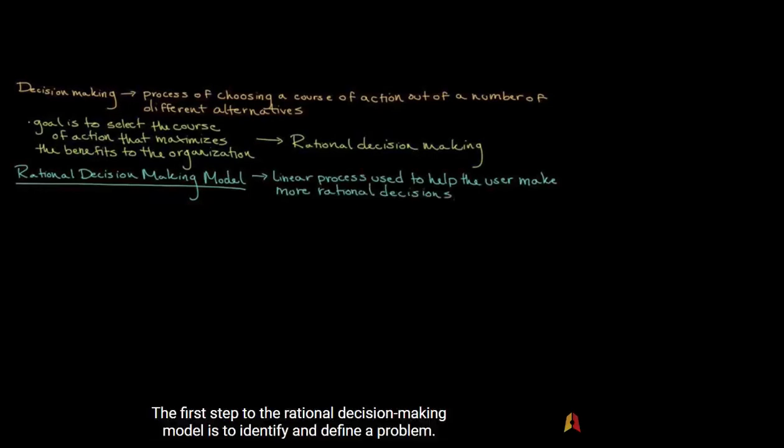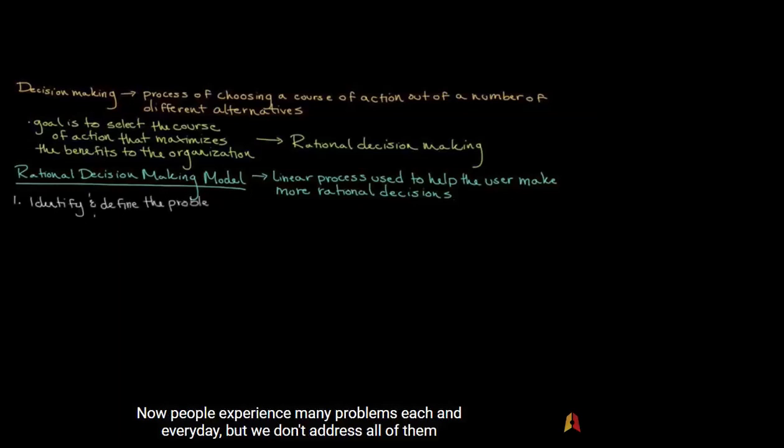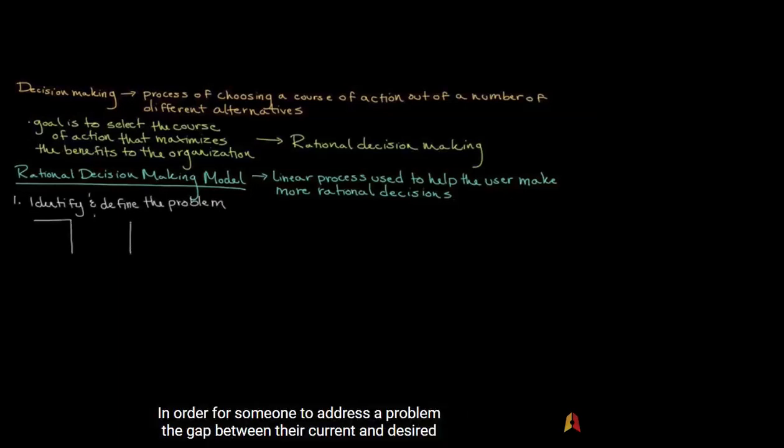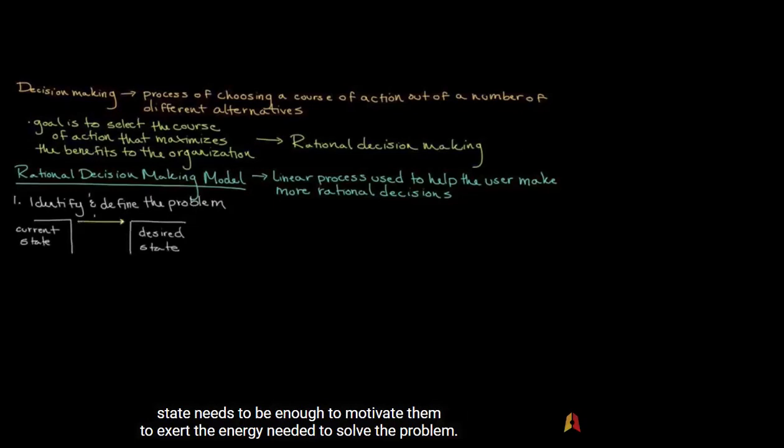The first step of the rational decision-making model is to identify and define a problem. Now, people experience many problems each and every day, but we don't address all of them because they may be somewhat insignificant. In order for someone to address a problem, the gap between their current and desired state needs to be enough to motivate them to exert the energy needed to solve the problem.